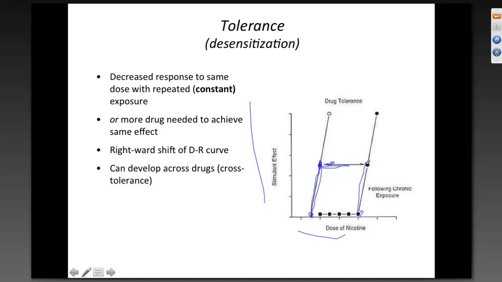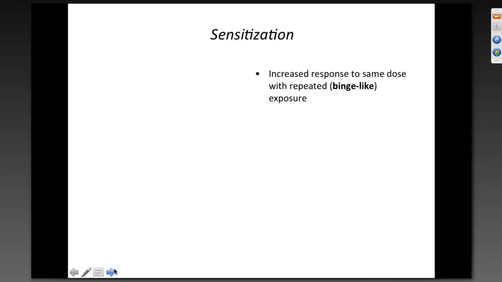So be able to recognize a right-shifted drug response curve as a graphic representation of tolerance, or desensitization is the other word for it. Okay, if we have desensitization, then of course we're going to talk about sensitization.